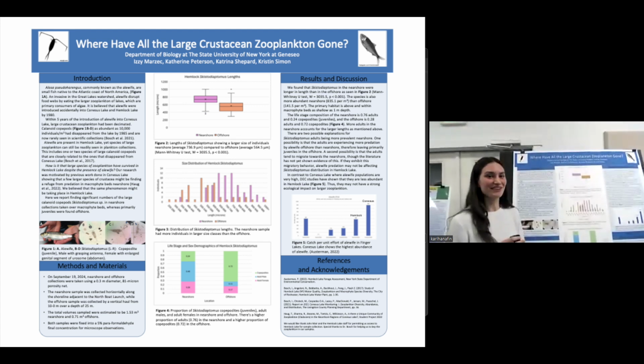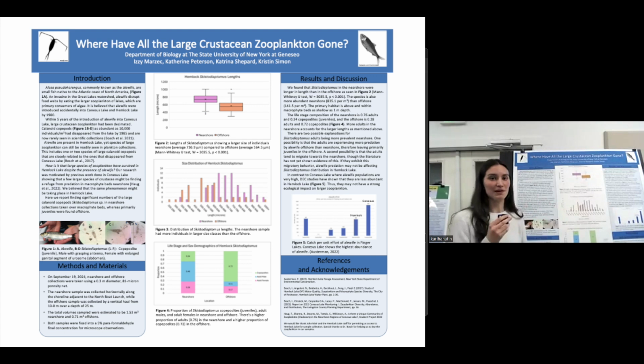So we took a look at the presence of large crustacean zooplankton in Conesus Lake and Hemlock Lake. We started by looking at Conesus Lake, where alewife have been introduced. They've been introduced to Conesus and to the Great Lakes watershed.